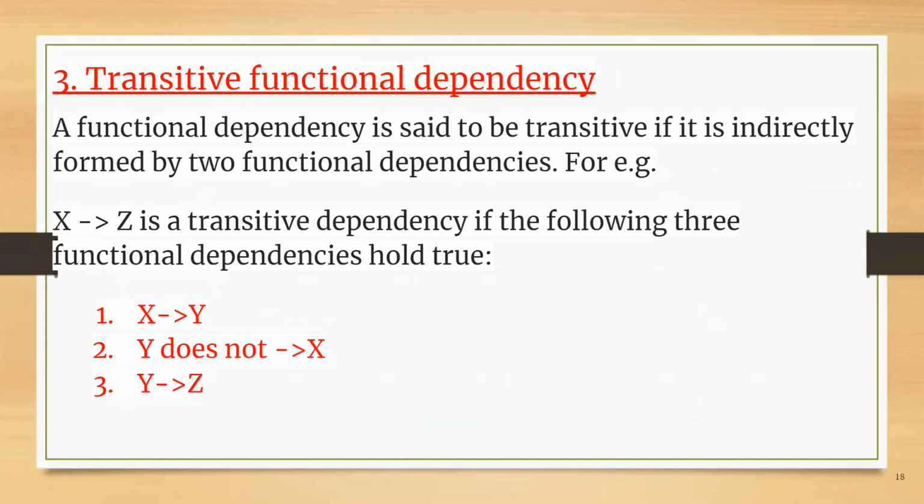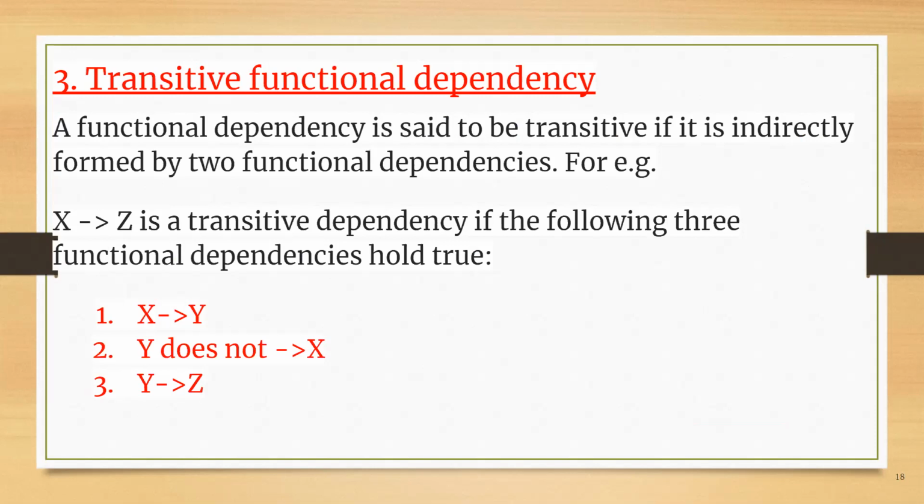Third, we have transitive functional dependency. A functional dependency is said to be transitive if it is indirectly formed by two functional dependencies. For example, X functionally dependent on Z is said to be a transitive dependency if it has three functional dependency conditions as true. First, X is functionally dependent on Y, Y is not functionally dependent on X, and Y is functionally dependent on Z.